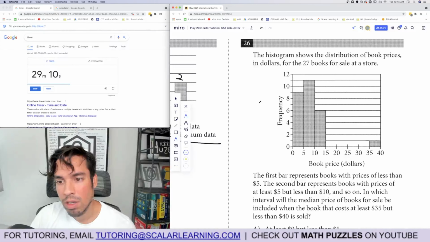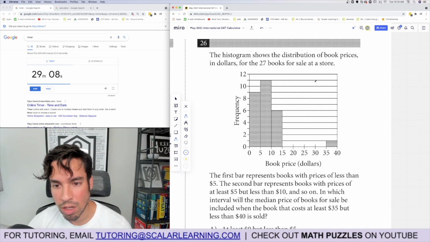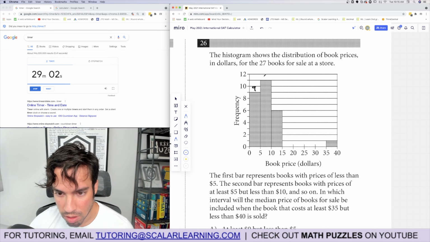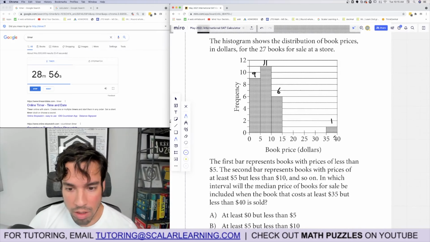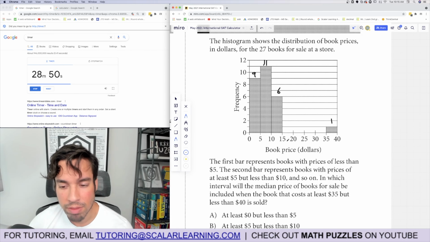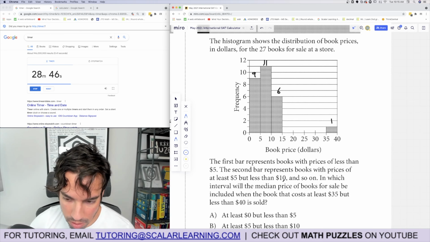Okay, 26. The histogram shows the distribution of book prices in dollars for the 27 books for sale at a store. Okay, again, I'll write the frequency here. So this is 9, this is 11, 6 and 1. Okay, so this represents prices less than 5, right? From 0 to 5, that makes sense. Second one, from 5 to 10, but less than 10, and so on.